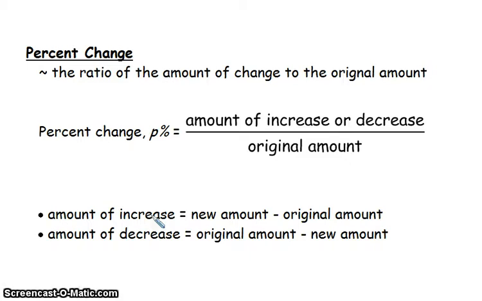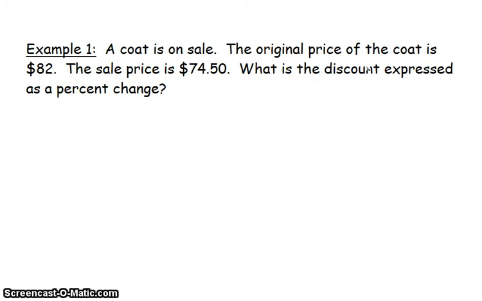But this is how we're going to set up our ratios. The amount of the increase or decrease, whatever you get for that difference once you subtract, is on the top, and the original amount will always be on the bottom. So let's look at this example. We have a coat that's on sale. So that should kind of clue you in, we've got something on sale. We're probably going to get to pay less for it than what we originally thought.